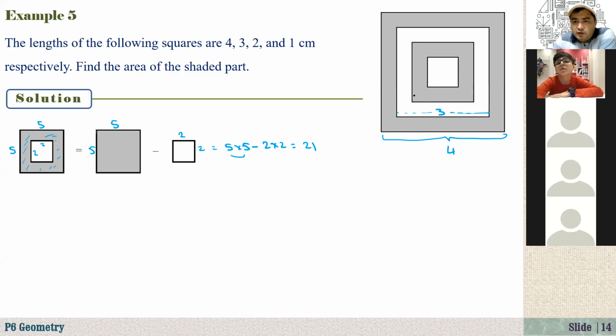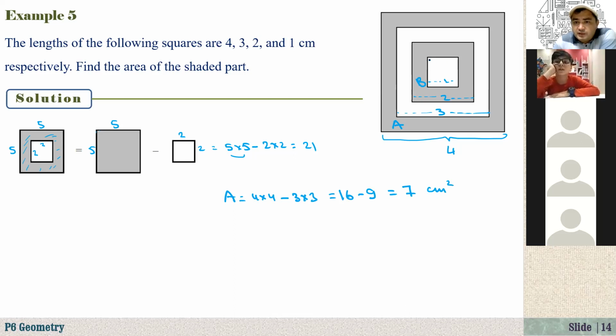Right? And this one is equal to 2. And this one is equal to 1. Now, to find this one, let me just call this area capital A, and this one capital B. What is capital A? Capital A is the big square, which is 4 times 4, and subtract the smaller one, right? That is minus 3 times 3. That is 16 minus 9. That's equal to 7 cm squared.